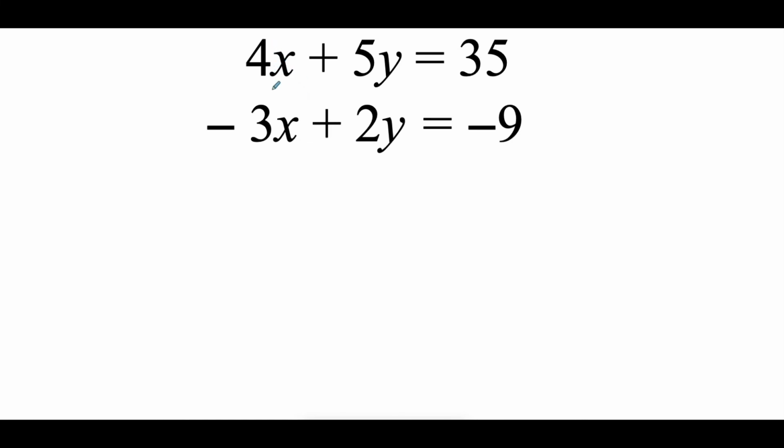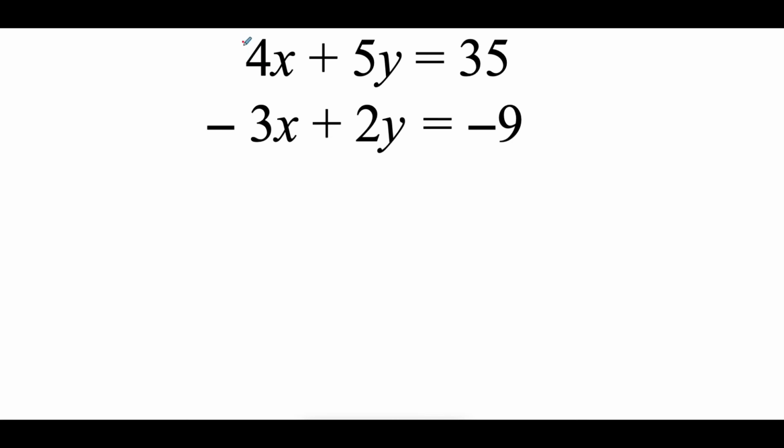So we're looking at 4x and -3x. I already see that they have opposite signs in front of them. The first one is a positive 4x, and the other one is a -3x. So we have opposite signs, but they're not opposite numbers. So we're going to do some multiplying with both of these equations to work towards those opposite numbers.